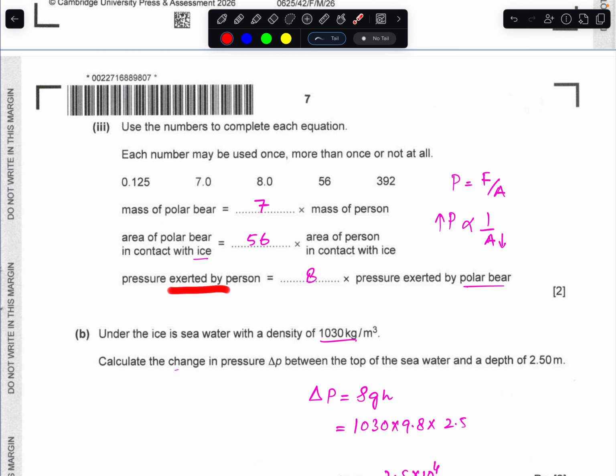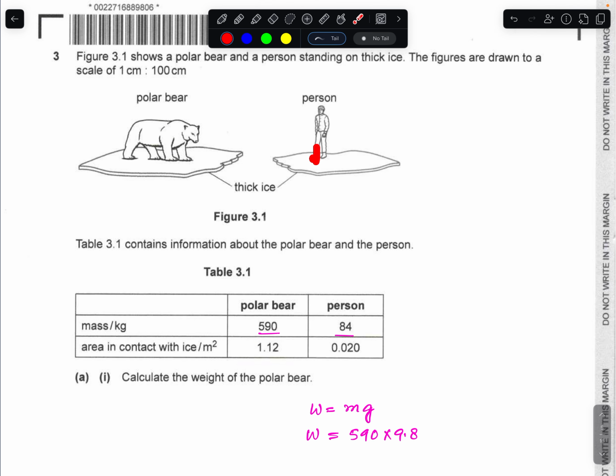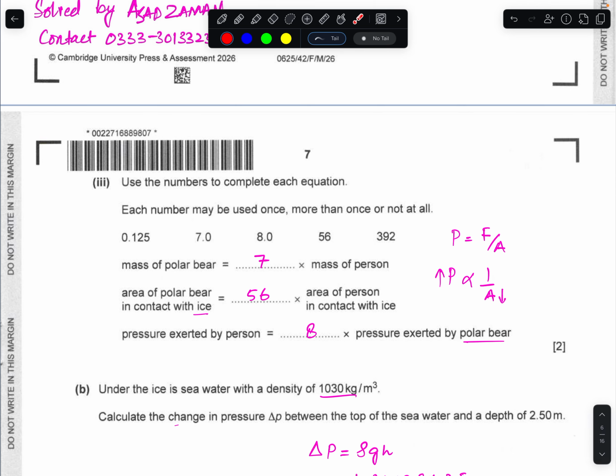Okay, pressure exerted by the person. How much pressure is the person exerting? That pressure is equal to force per unit area, and if the area is smaller, the pressure is greater. So obviously the area of the person standing on the ice is very, very much smaller than the polar bear's area in contact. So that's why the person is exerting more pressure, and the pressure exerted by the person is 8 times the pressure exerted by the polar bear.